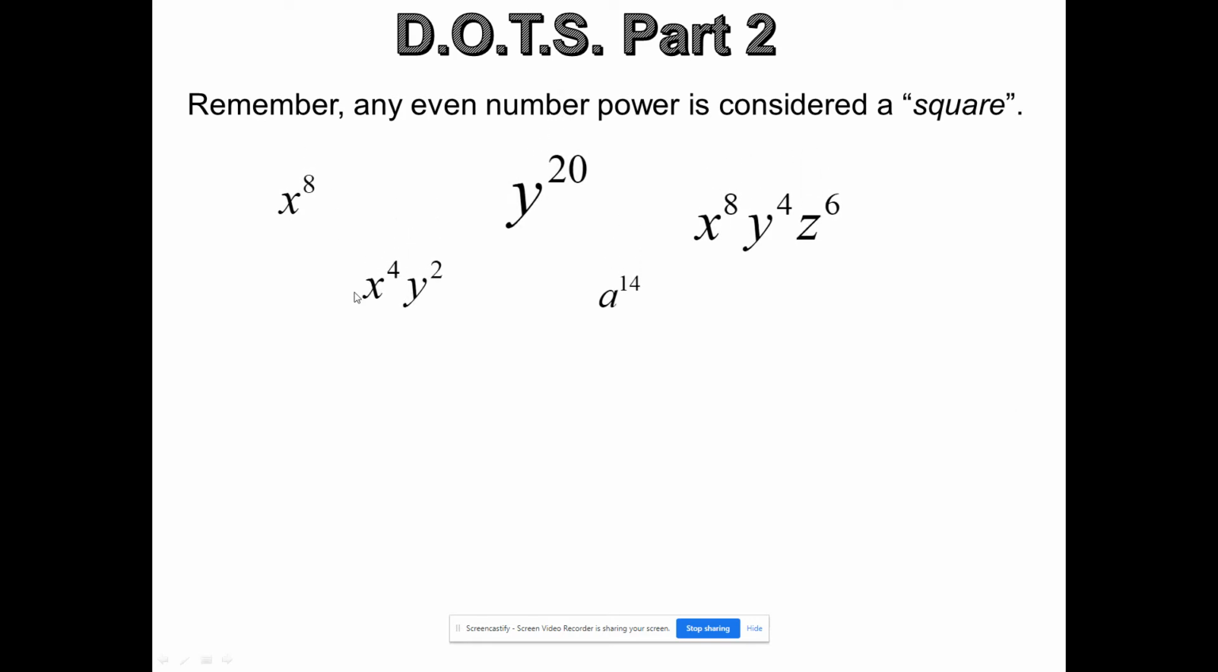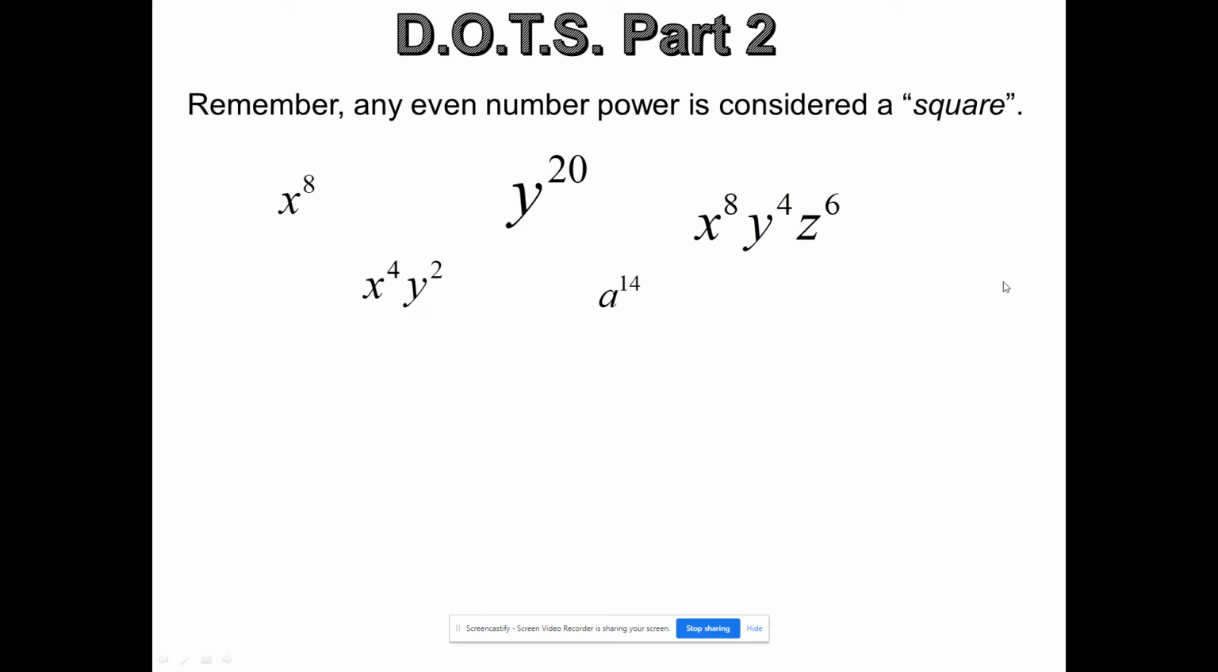X to the 4th y squared, that's a square because they're both even. Y to the 20th is a square. A to the 14th. These are all squares because what would I square to get x to the 8th? I would square x to the 4th. What would I square here? It would be x squared y. Here I would square y to the 10th. Here I would square y to the 7th. Here I would square x to the 4th, y squared, z cubed. So these are all considered squares.